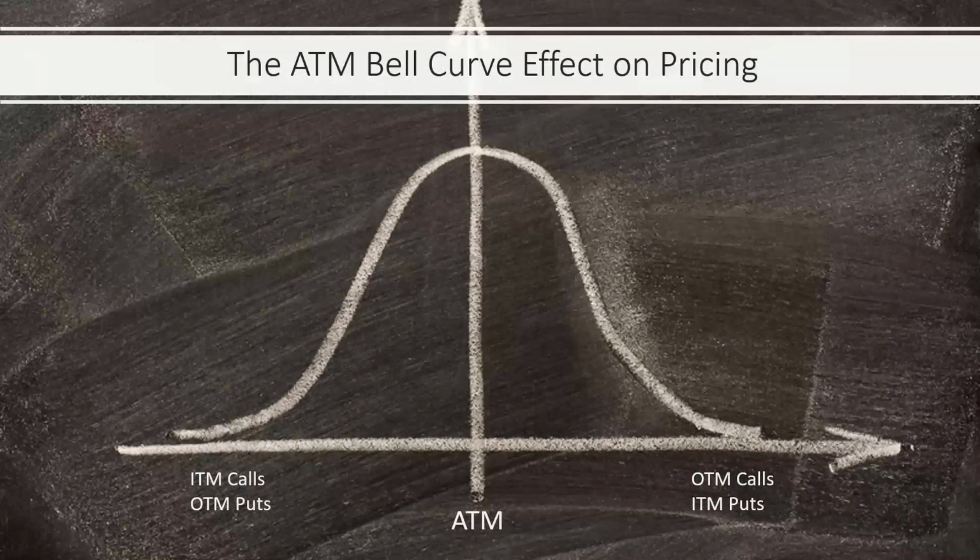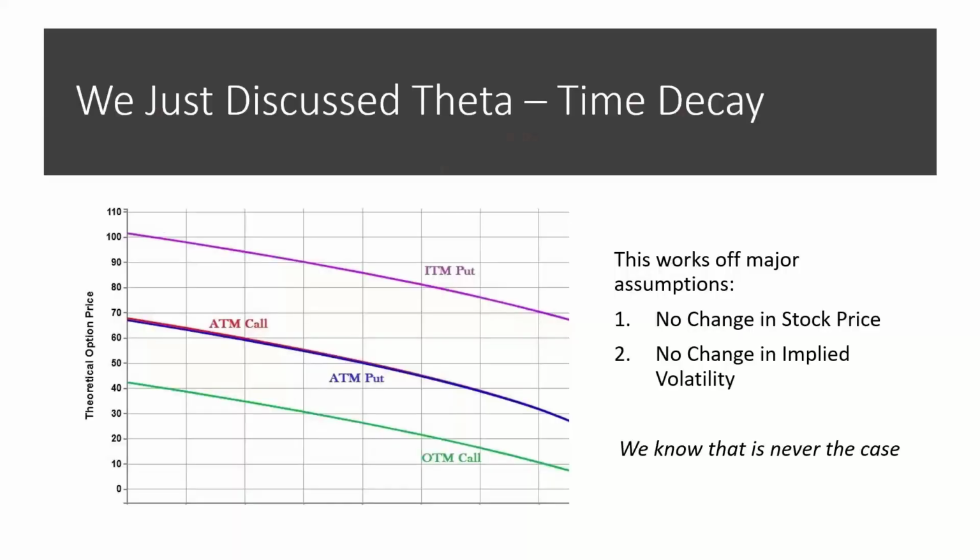The ATM Bell Curve effect on pricing. You've heard me discuss the ATM Bell Curve a lot when talking about the married put position, how we use that to help our adjustments and to help the positions, and the structure of the trade. We want to be selling at the money, but we want to be buying essentially out of the money or in the money to be paying the lowest time premium. And that affects spreads as well.